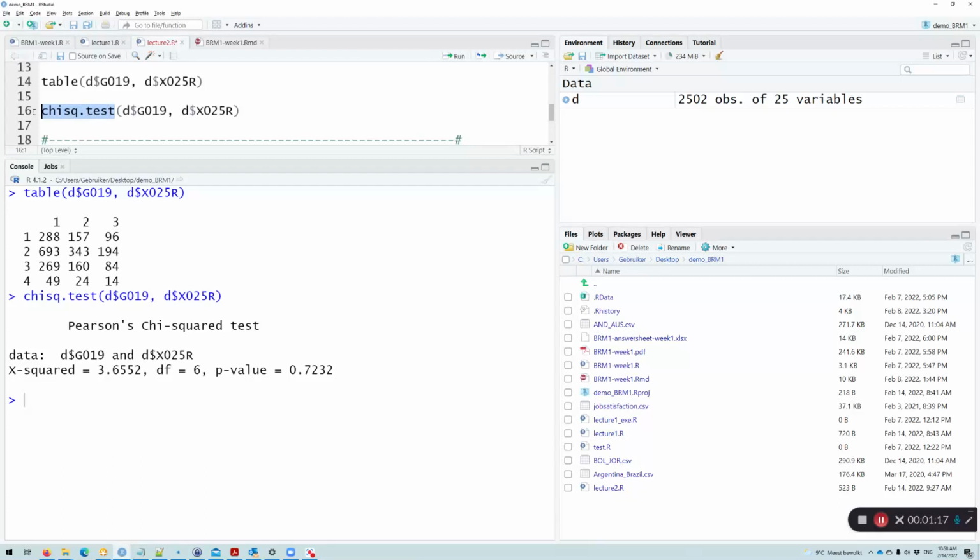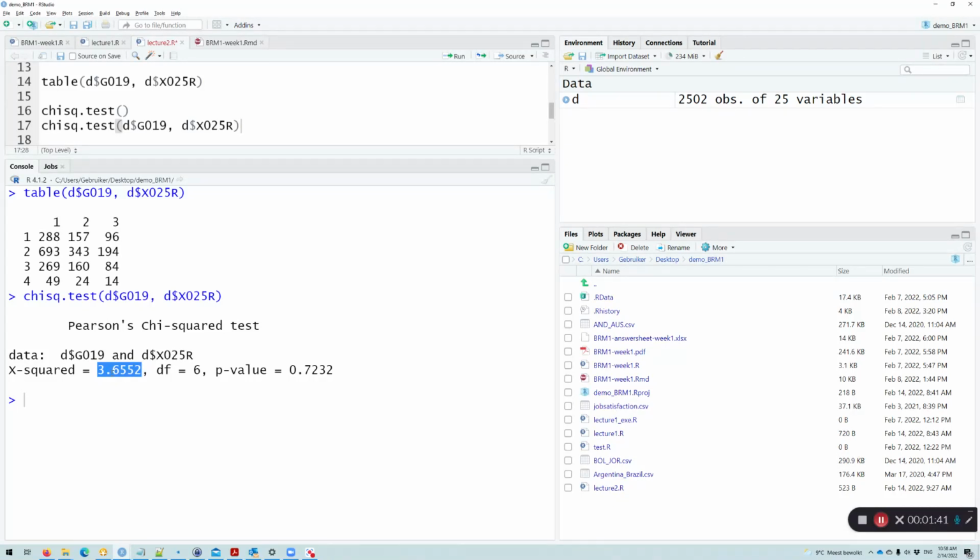And again, for the chi-square test, you can use this formula or command. If we open the brackets, indeed you see all the information here about how to use this test. Okay. Now, if we conduct this test, you see that it will give me a chi-square value of 3.65, which is a very low value.